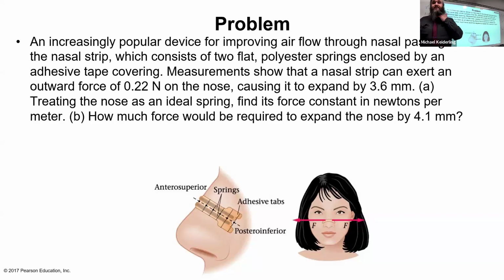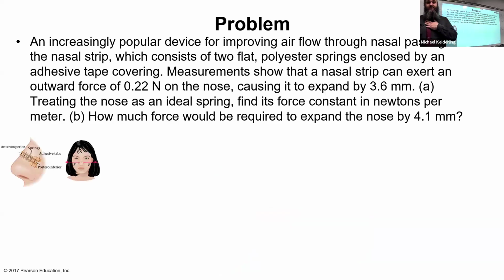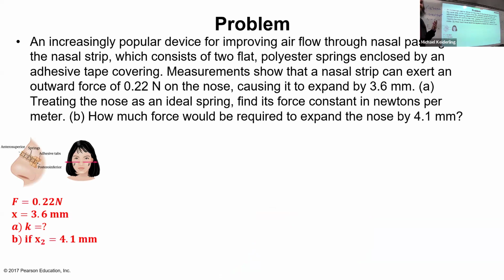So we have a limited amount of time, so I'll just go through this. So what do we know? The force is 0.22 newtons. Our x is 3.6 millimeters. We're interested in K. We're really only interested in the magnitudes here, so the sign doesn't matter. And for B, we want to know if x2 equals 4.1 millimeters, what is the force? So force equals kx.